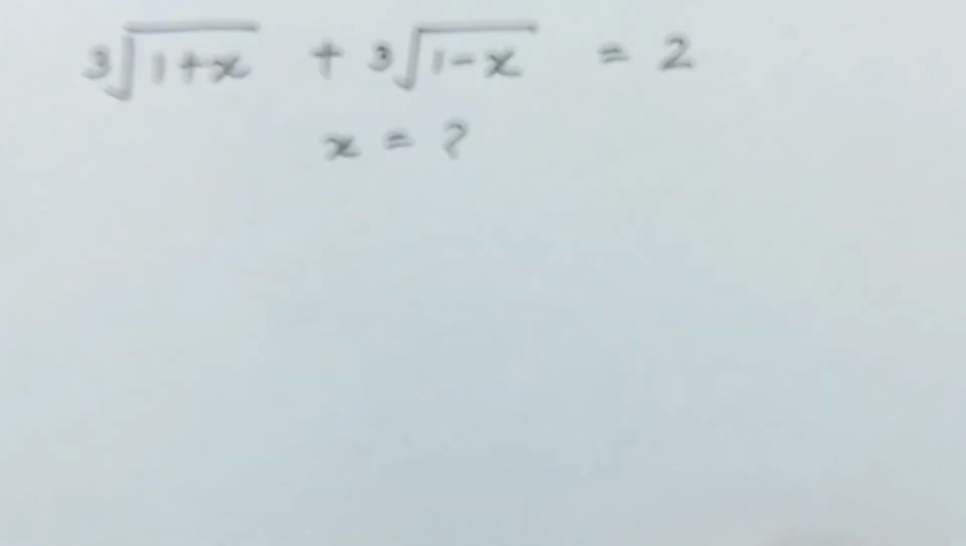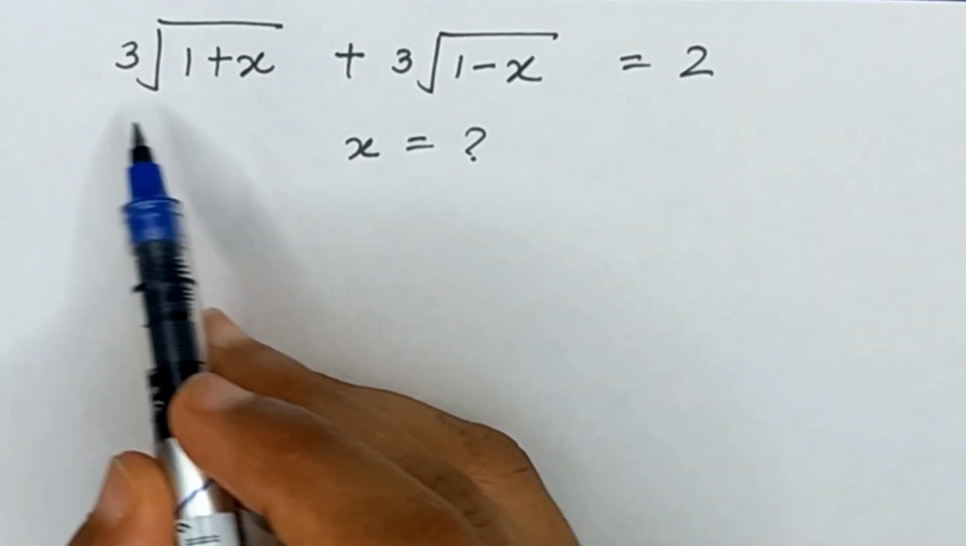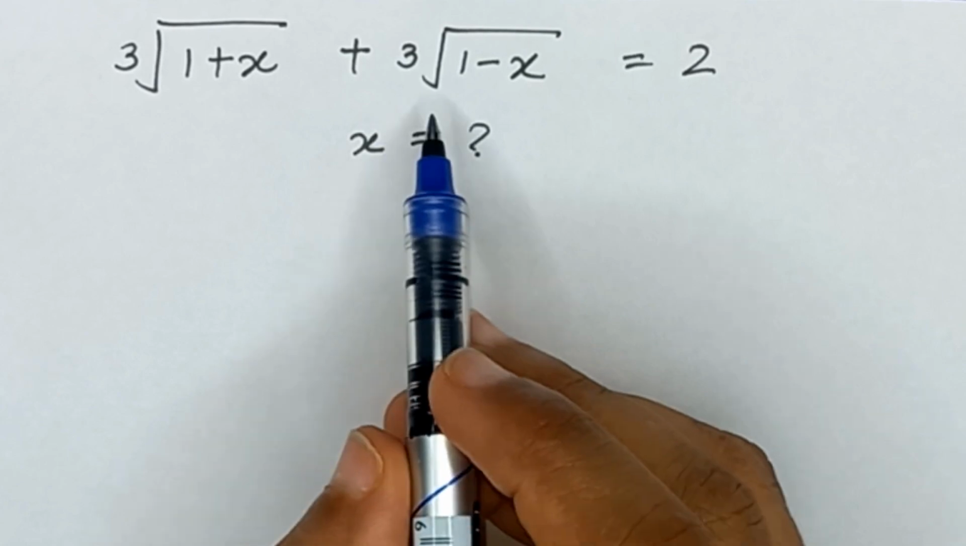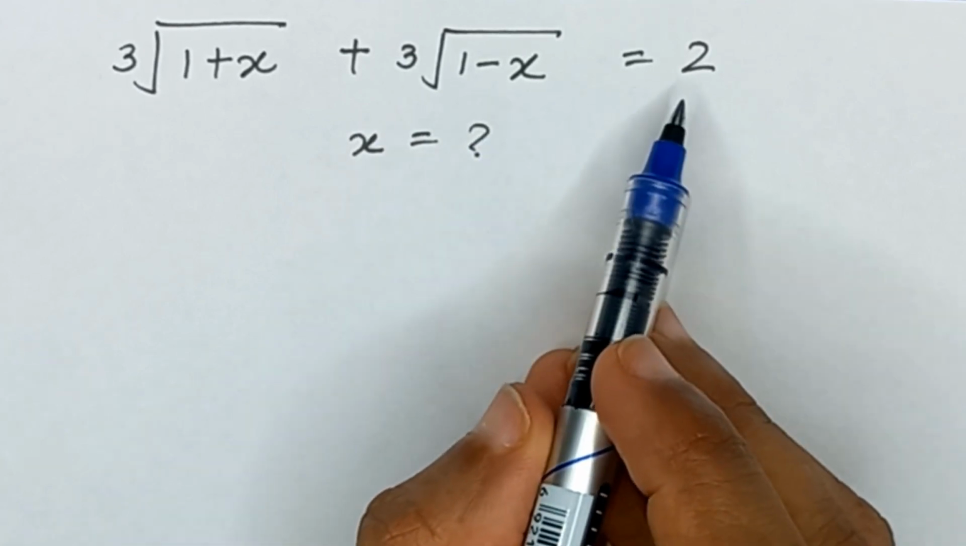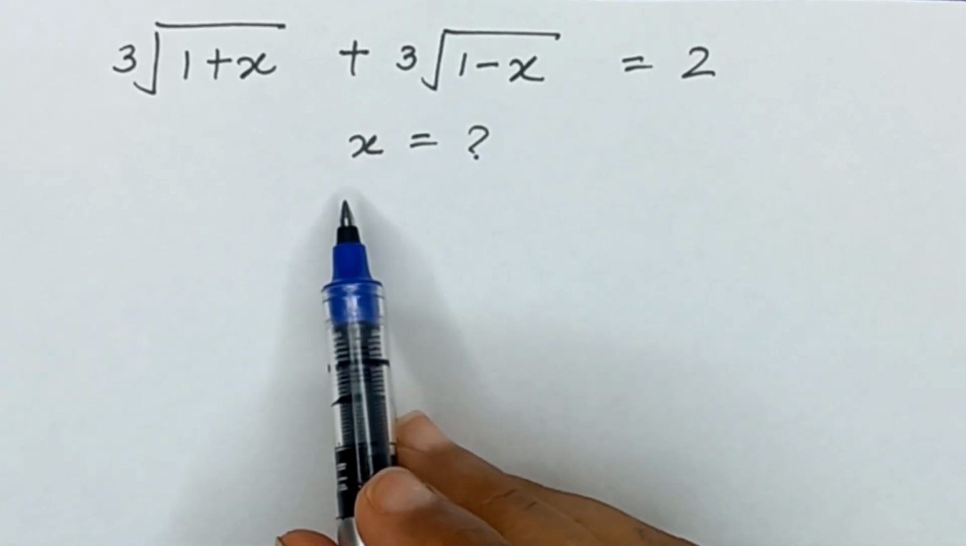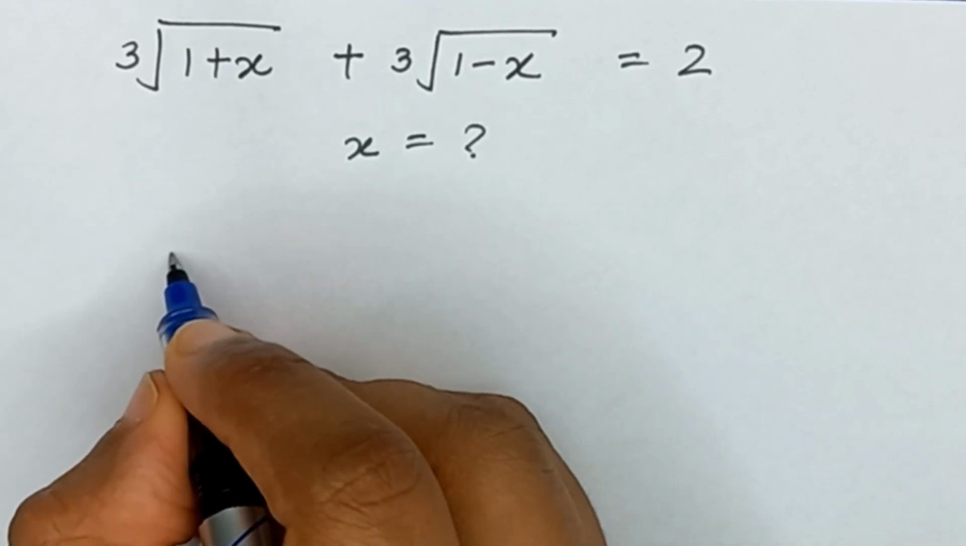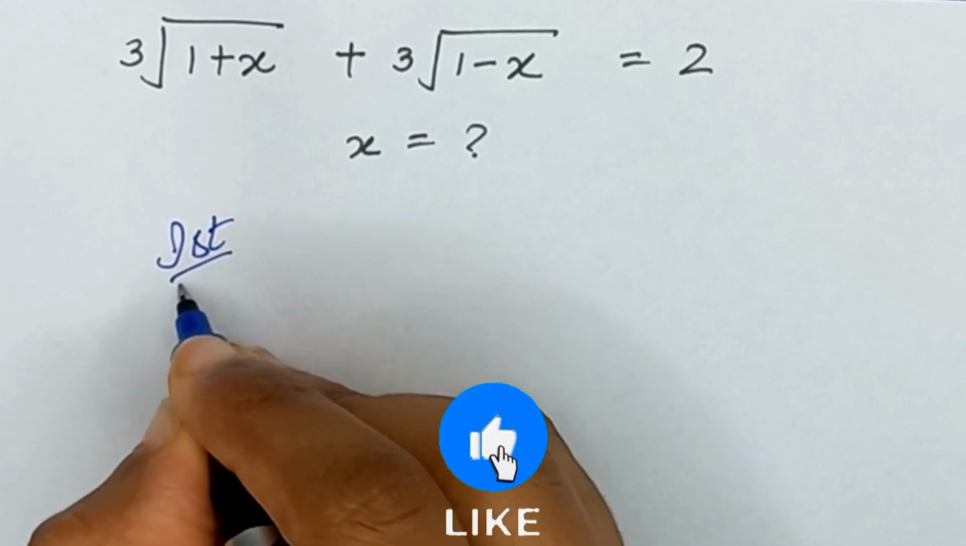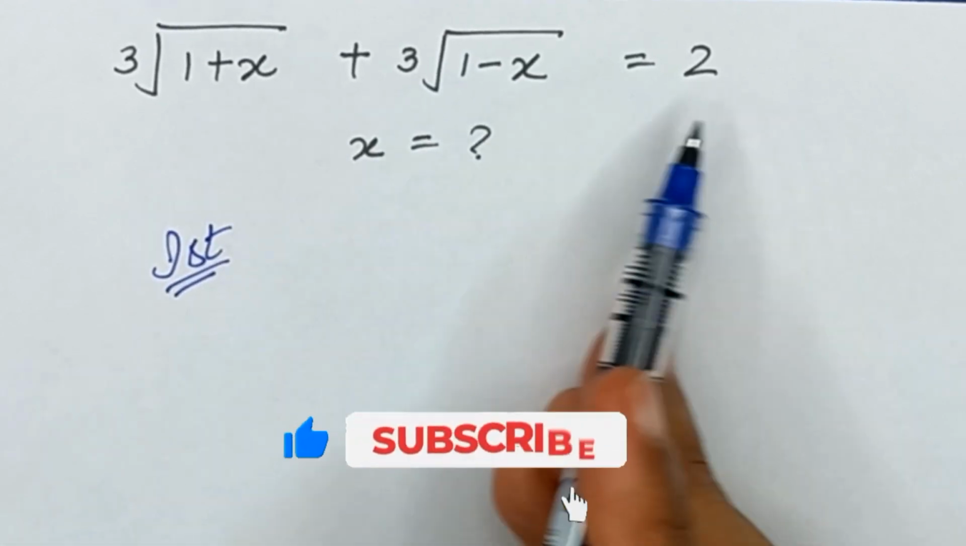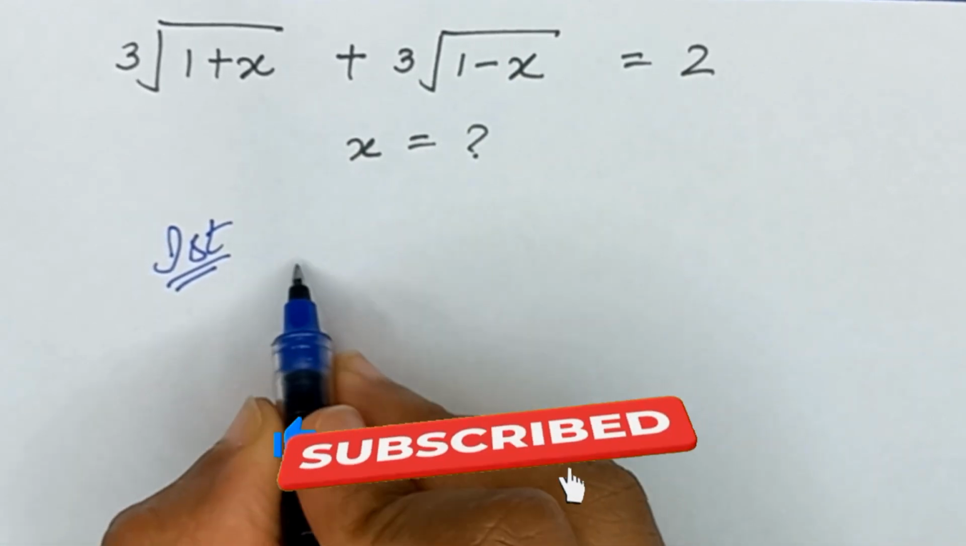Hello friends, today we will solve this given equation, which is cube root of 1 plus x plus cube root of 1 minus x is equal to 2, and we have to find the value of x from here. I will solve this question with two methods. In the first method, I will apply cube on both sides.